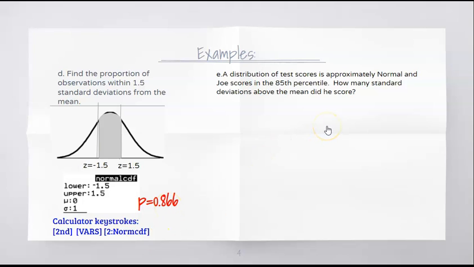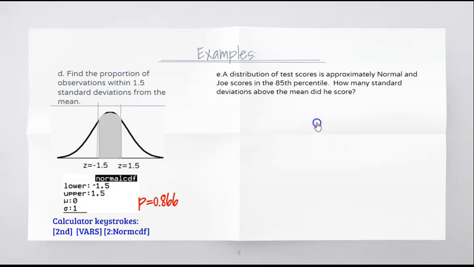Now look at E. This is a little different. The distribution of test scores is approximately normal, and Joe scores in the 85th percentile. How many standard deviations above the mean did he score? That means what's the z-score? Another way of saying it, because remember, z-score is the number of standard deviations away from the mean.